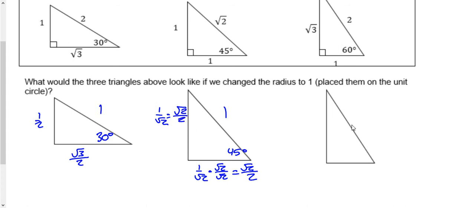There we go. This last one here, we have 60 degrees in this corner. If you had 2 on the hypotenuse, that's going to be 1, so I divide everything by 2, so I have 1/2 here, and now I have root 3 over 2 there. And so your special triangles have now all been divided so that they're all on the unit circle.